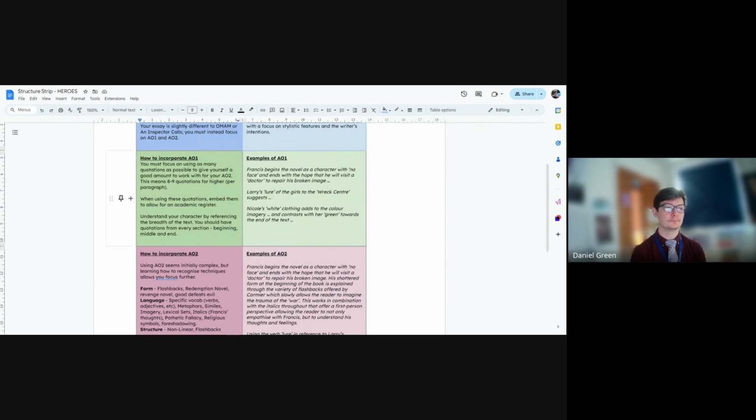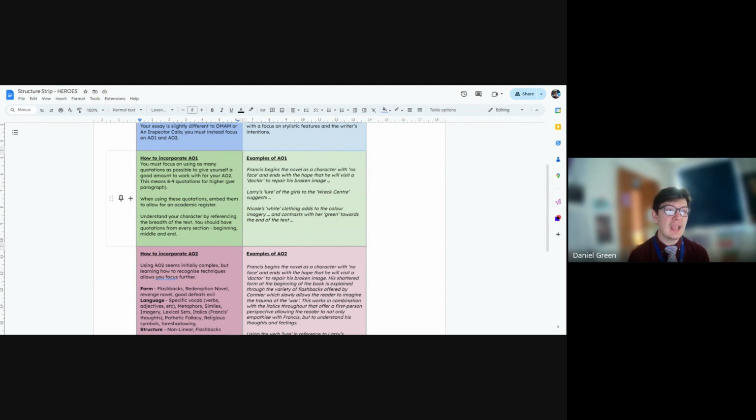Okay. When using quotations, embed them to allow for an academic register. So what that means is you put them into the sentence that you were talking about. So you could say, when Larry lures young girls, that is you embedding the quotation in a statement, okay?